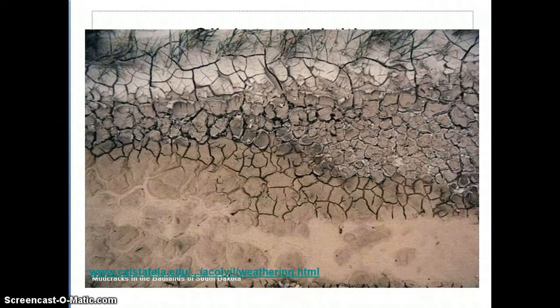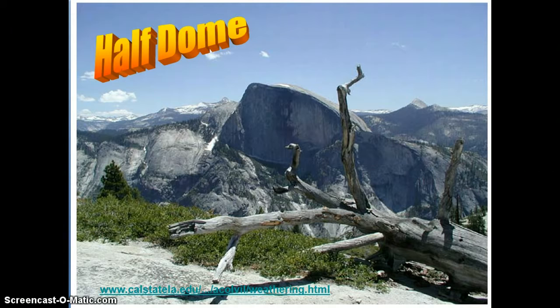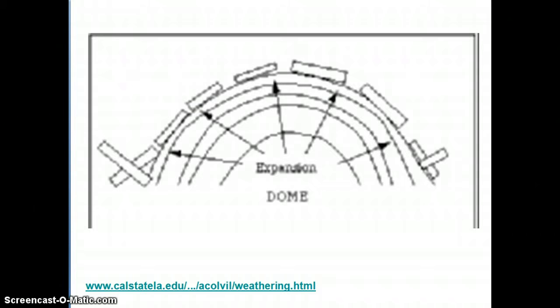Here are some examples of ground cracking. One of the most famous physical weathering areas is in Yosemite National Park, and this is a picture of Half Dome. What happens with this kind of weathering is called exfoliation, or expansion. Half Dome is a granite batholith. We talked about batholiths last term. It is underground and under a lot of pressure from the soil and the other rock on top of it. As it expands up, it grows from expansion, and as it expands, it cracks.